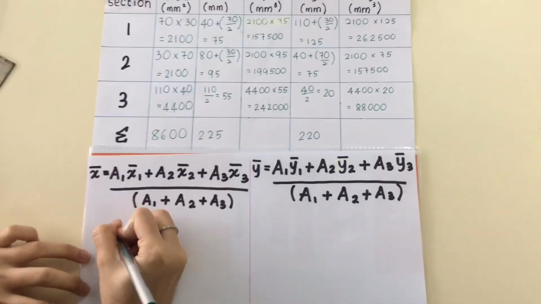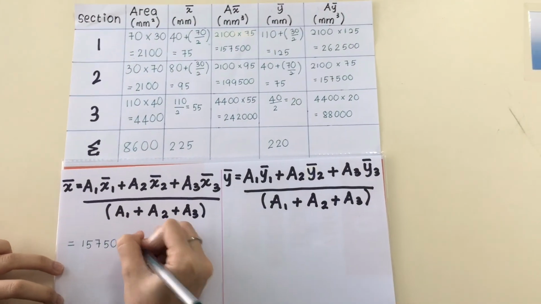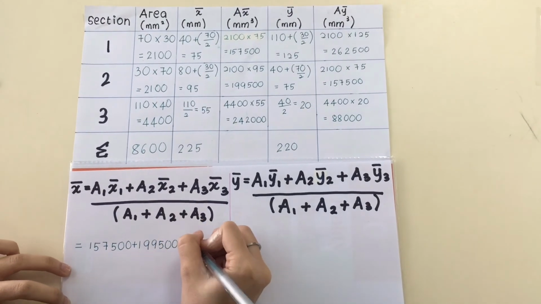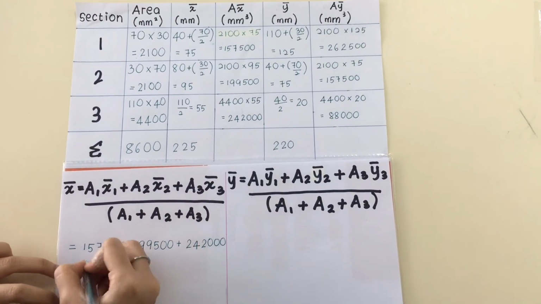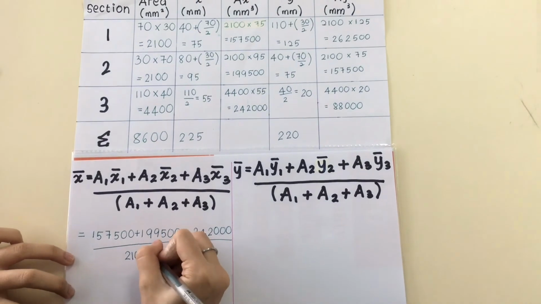Next is we are going to calculate X bar and Y bar. So these are the formulas. We just need to include the values from the previous table.